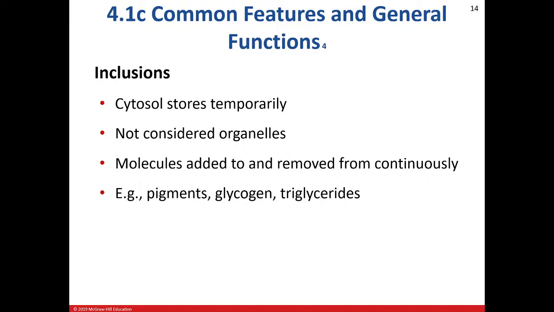Inclusions are things that the cytosol stores temporarily. They're not considered organelles. Mostly they're molecules that are added to or removed from continuously. And so examples include pigments such as melanin, glycogen, which is again the storage form of carbohydrates, and triglycerides.